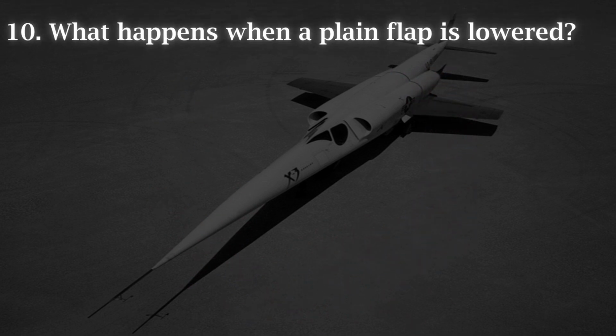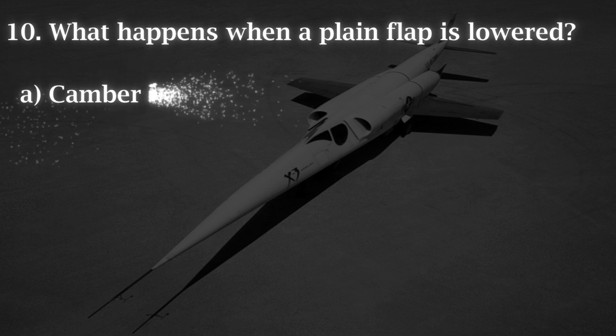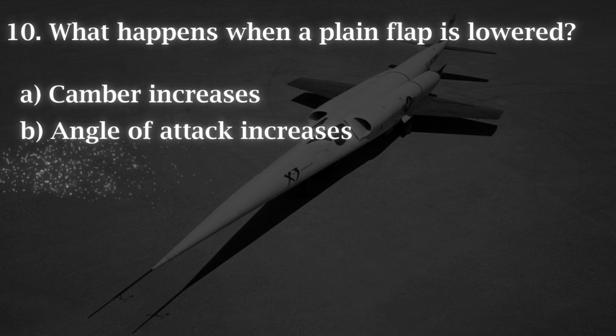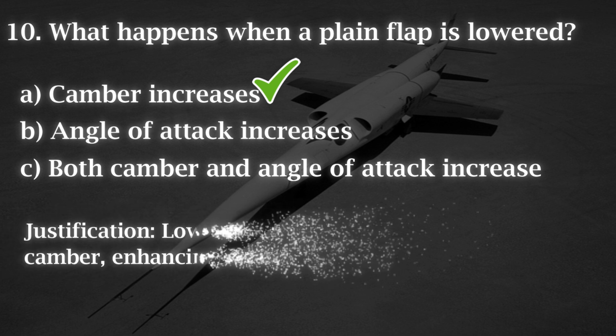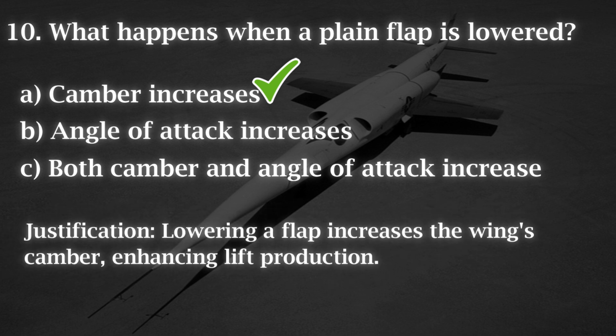Question 10. What happens when a plane flap is lowered? A. Camber increases. B. Angle of attack increases. C. Both camber and angle of attack increase. Justification. Lowering a flap increases the wing's camber, enhancing lift production.